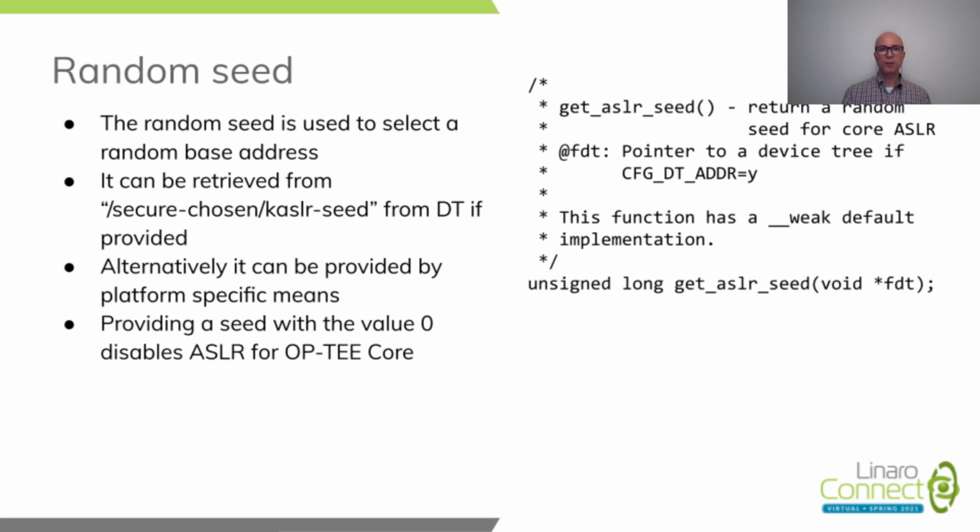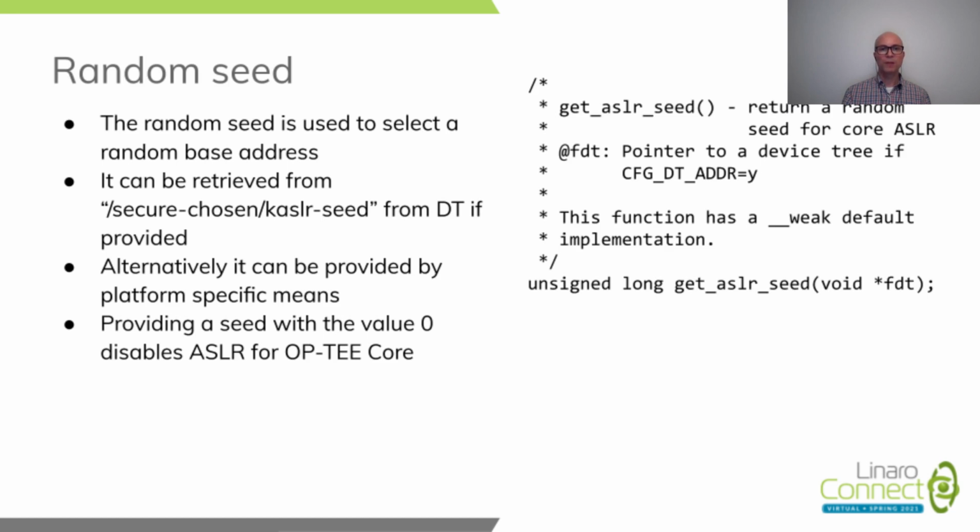In OP-TEE, we have a default implementation in a weak function, get_aslr_seed, to extract the seed from a device tree blob. In case a device tree blob isn't provided to OP-TEE, the default implementation returns 0 instead. This will disable ASLR for OP-TEE core, but it can still be useful for development.